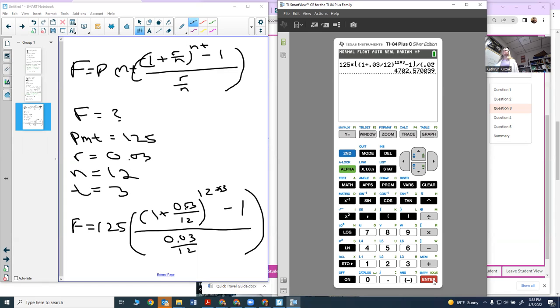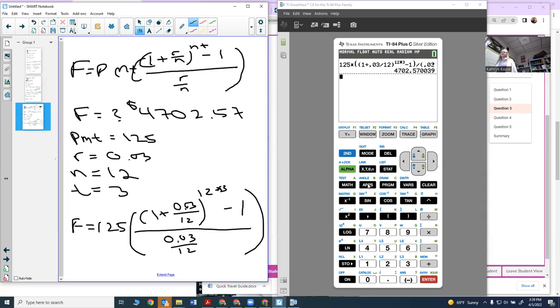$4,702.57. Technically, you want to always round down on these, even though normally you would round up, because here you're trying to find how much money you're going to have. So the extra cents stay with the bank and do not go to you. You'll be rounding down. Usually on savings accounts, they round down. On things you owe, they round up. But I get that value now, and so that's how much money I'll have in there.